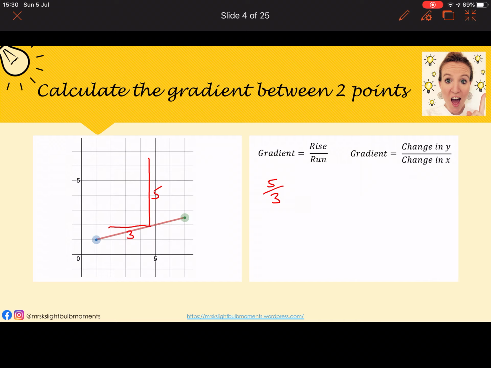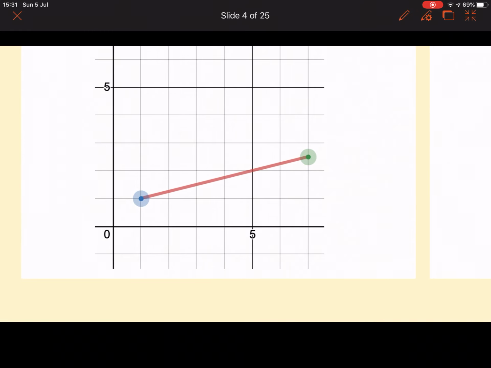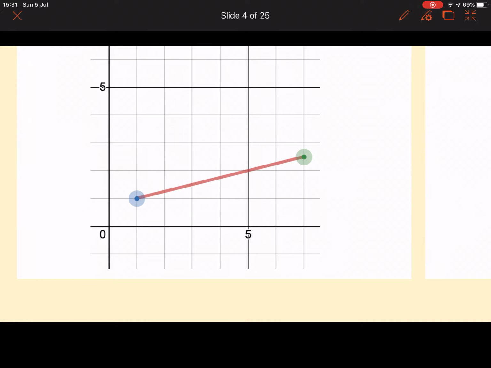Okay, let's try the next one. So this one here, what would the gradient of that one be? Now this is the kind of question that might throw a few of you, because can you see the last point, that green one, is halfway between 2 squares. Now it looks like it's halfway between, we don't know whether it is exactly halfway between.